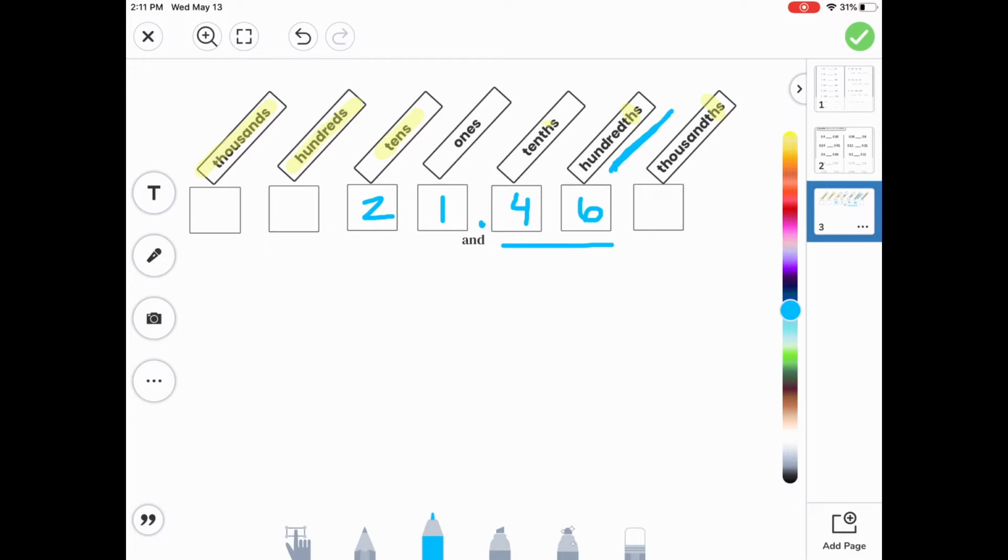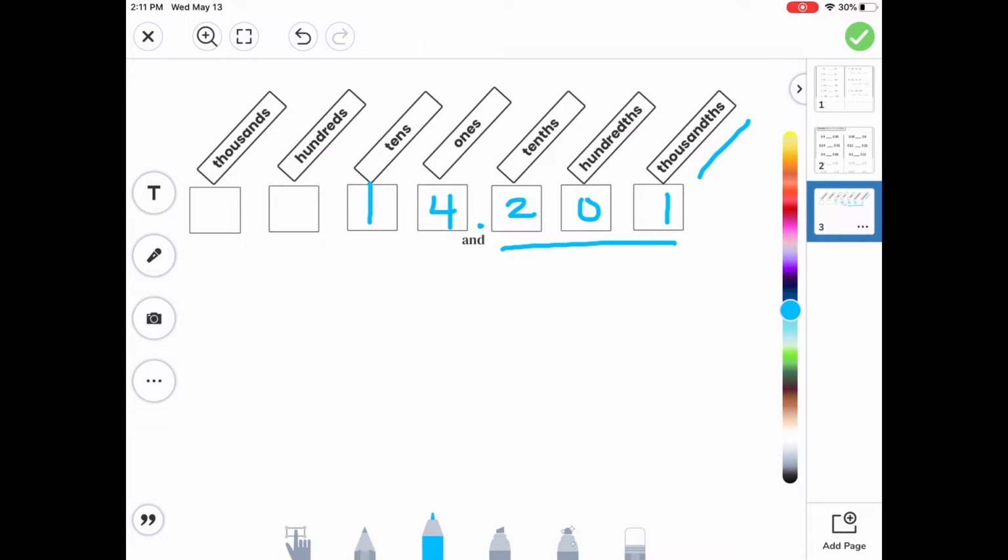Let's try one more example. I could have 14.201, and when I go to read this, I'm going to read this whole number, 201 thousandths. So this number says 14 and 201 thousandths.